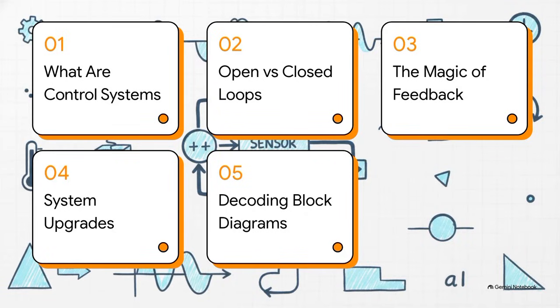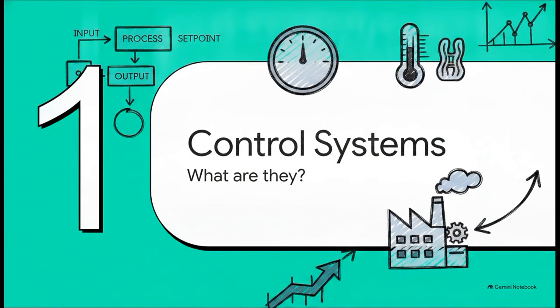So here is our roadmap for today. Number 1, what are control systems? 2, open versus closed loops. 3, the magic of feedback. 4, how feedback upgrades systems. And 5, decoding block diagrams. All right, let's kick things off with section 1, what are control systems?